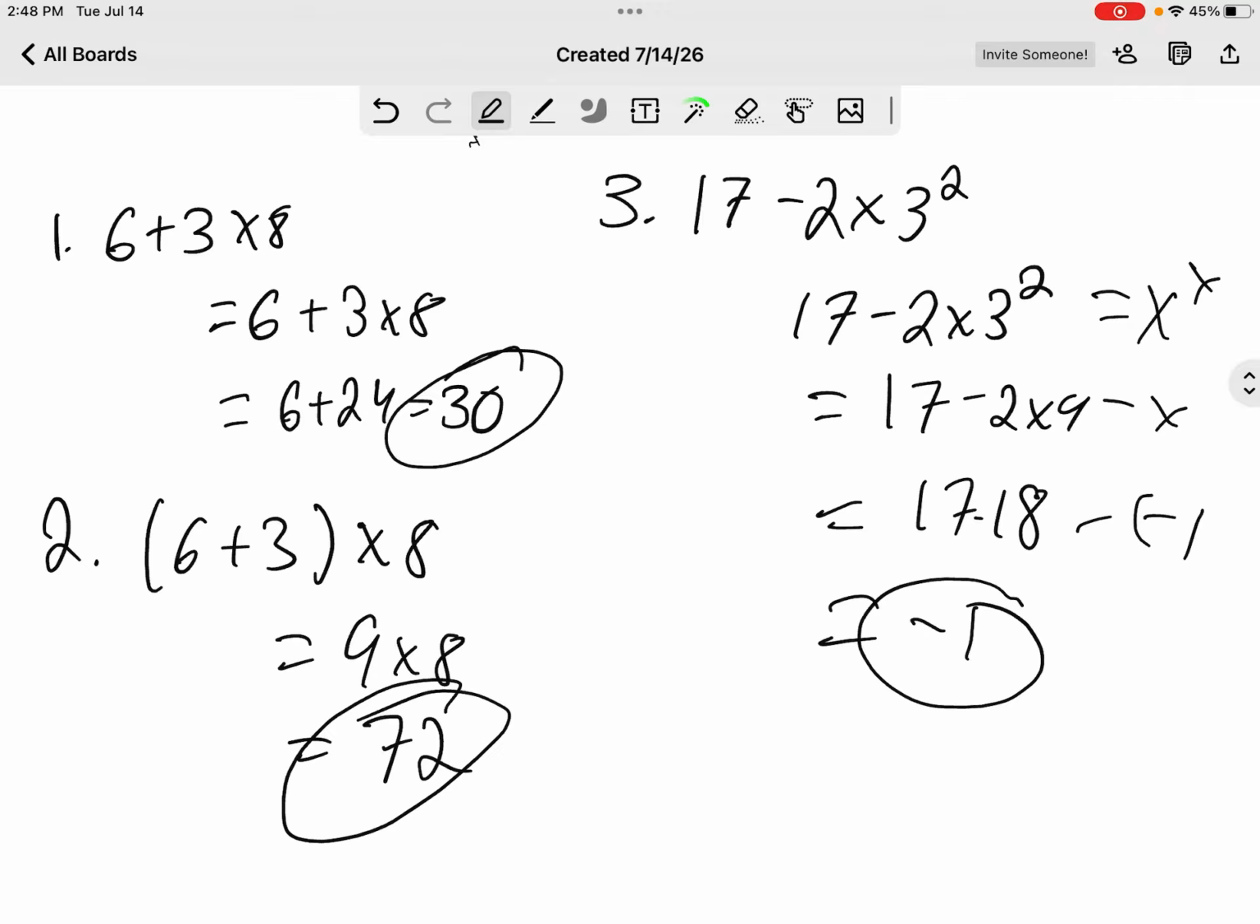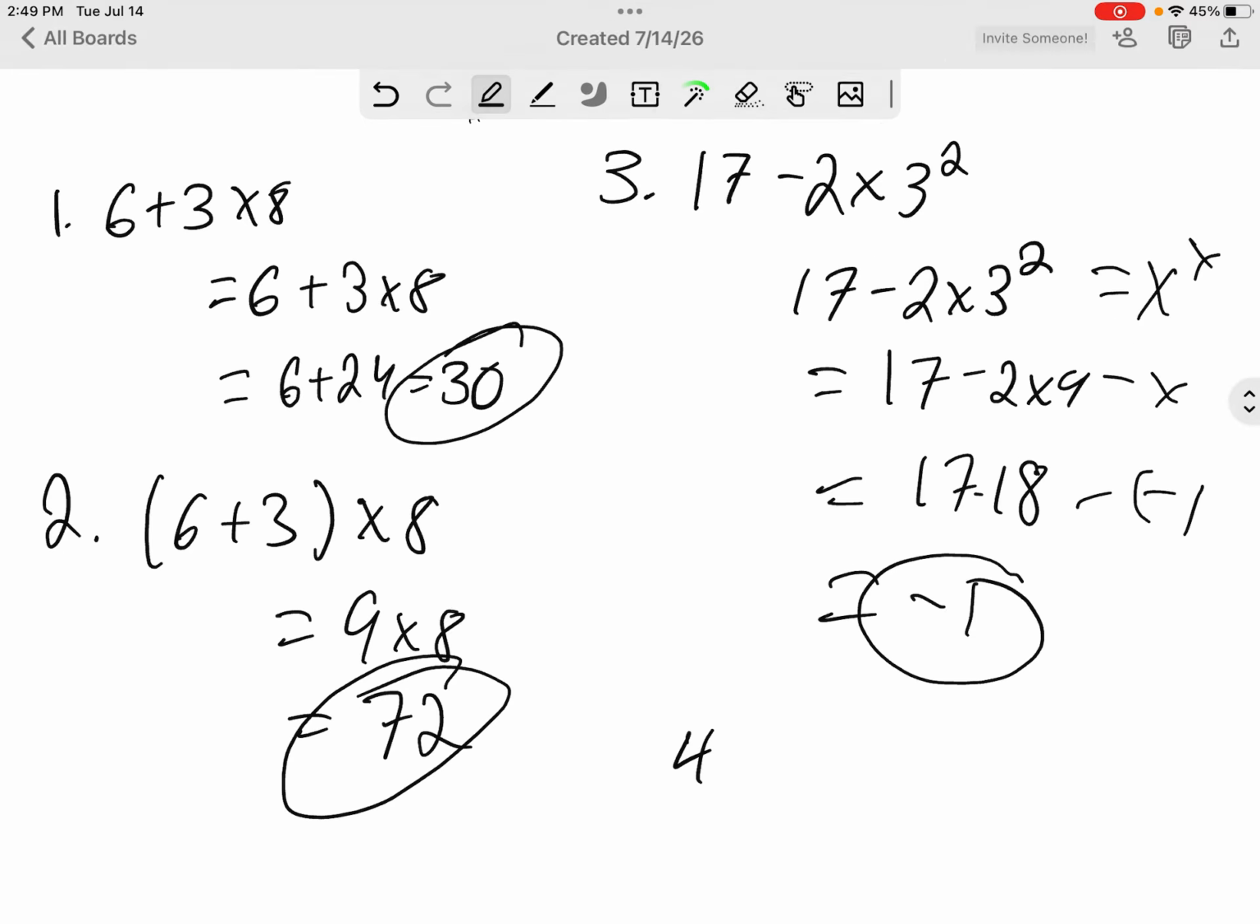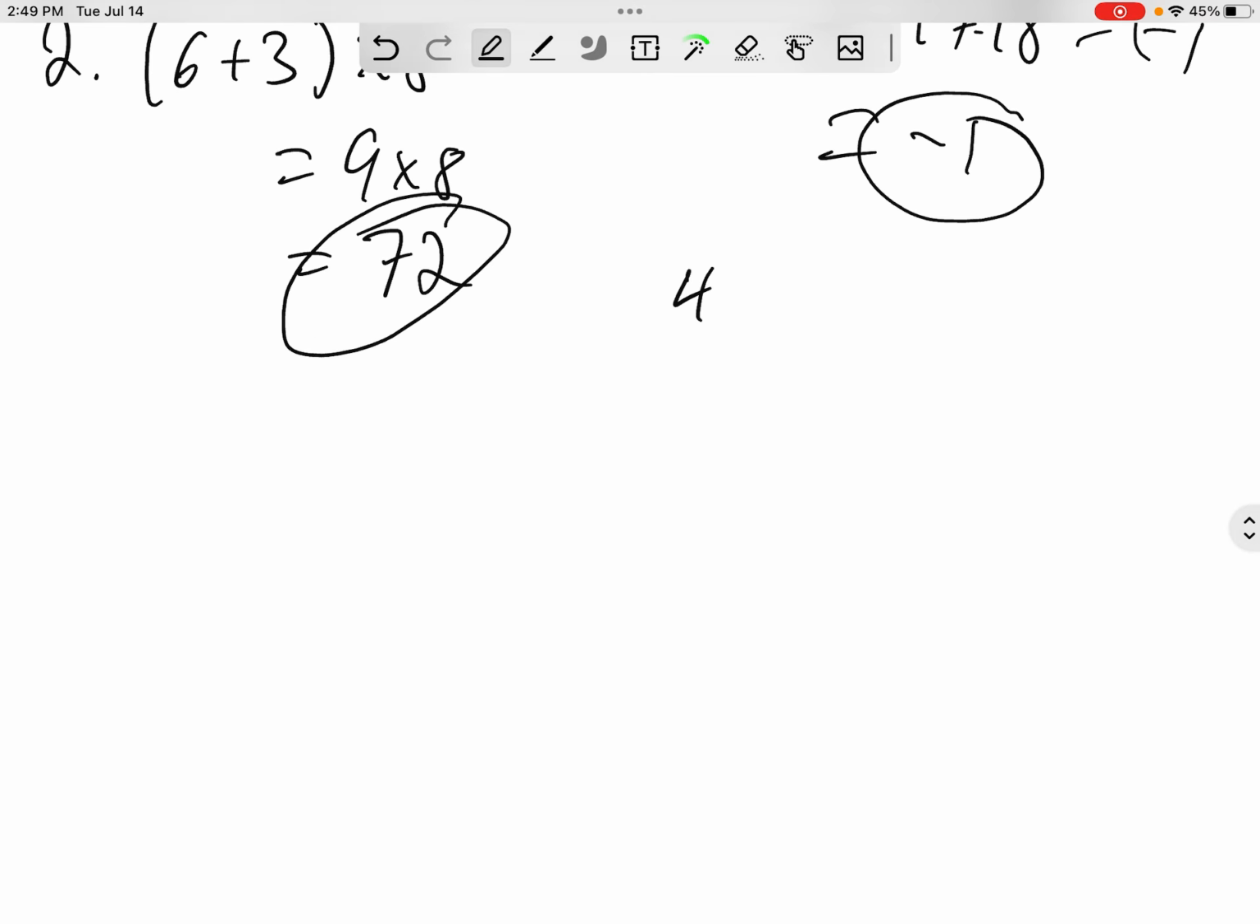Now for the next question I want you to solve, number 4. So number 4 is going to be 17 minus 2 times 3, to the power of 2. And be careful, there's some parentheses here. Okay? Pause the video and do the problem. Hopefully you'll get it correct.